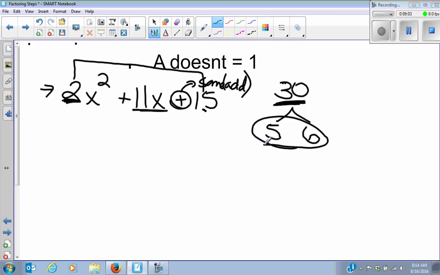And it doesn't matter which one I put first. It will work out the same. The magic will still happen. 2x squared plus, would you like me to put the 5 or the 6 first? It does not matter. 6. I heard 5 first. Sorry.